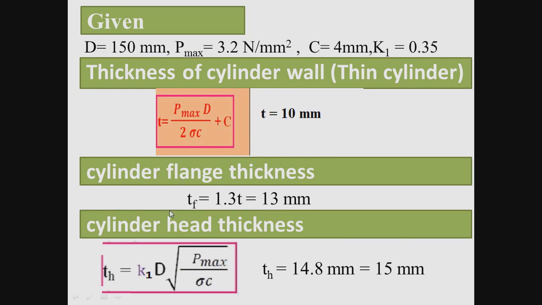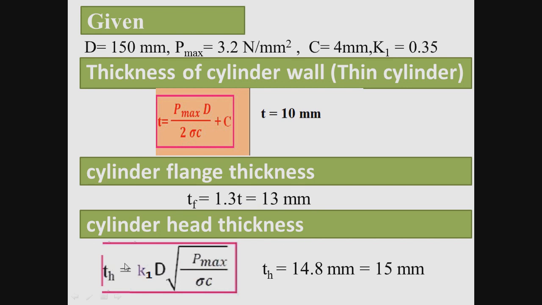Next is cylinder flange thickness. So cylinder flange thickness formula is given by TF is equal to 1.2 T to 1.4 T. Normally we take TF is equal to 1.3 times the T. Substitute value of T is 10 mm. So you will get the value of TF is equal to 13 mm.